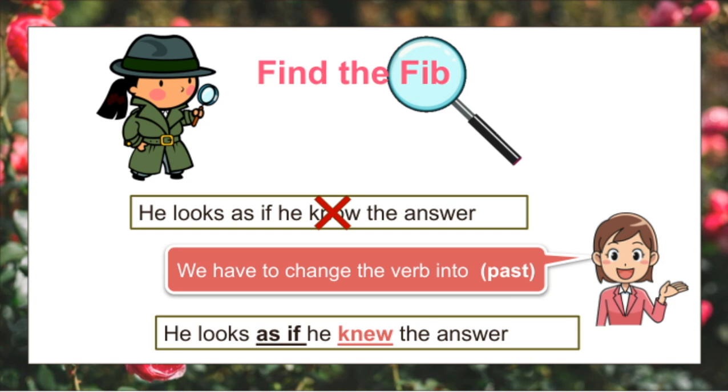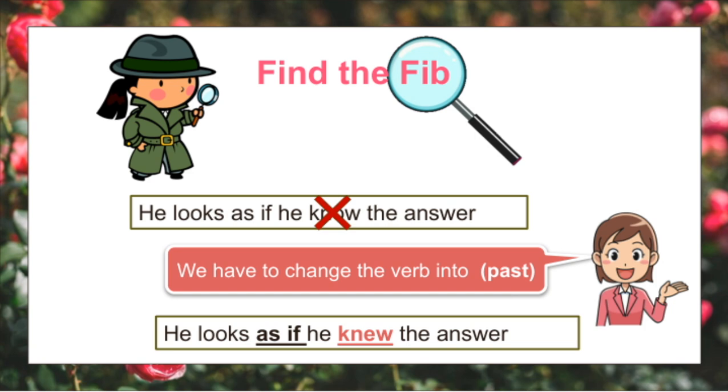When we say, he looks as if he knew the answer, we're implying that, based on his appearance, we think he might already know the answer, even if he doesn't actually know it right now. Now the slide asks us to change the verb into the past, but in this case, the sentence is already in a past tense form.